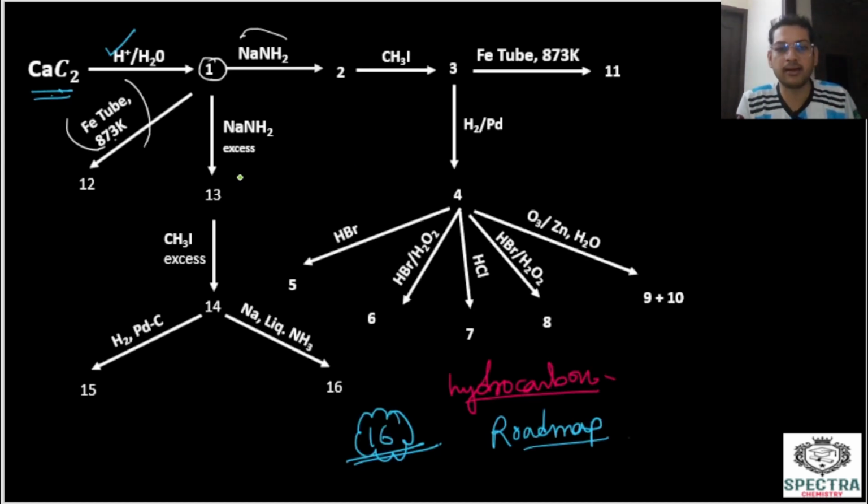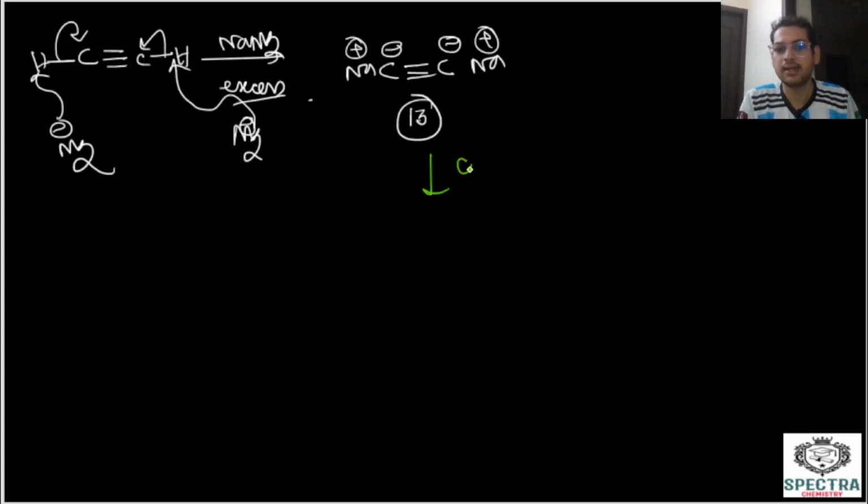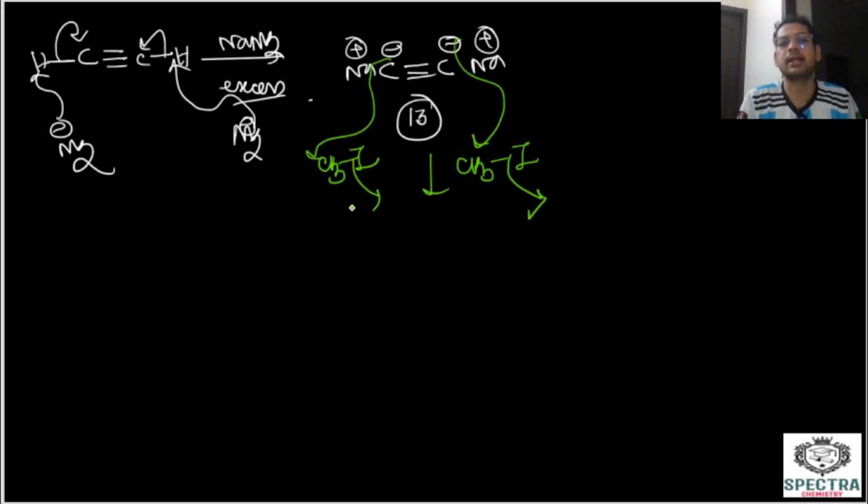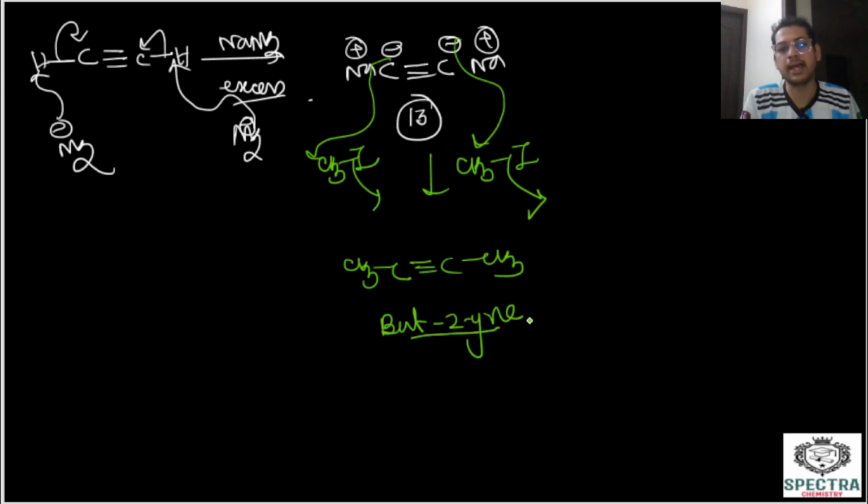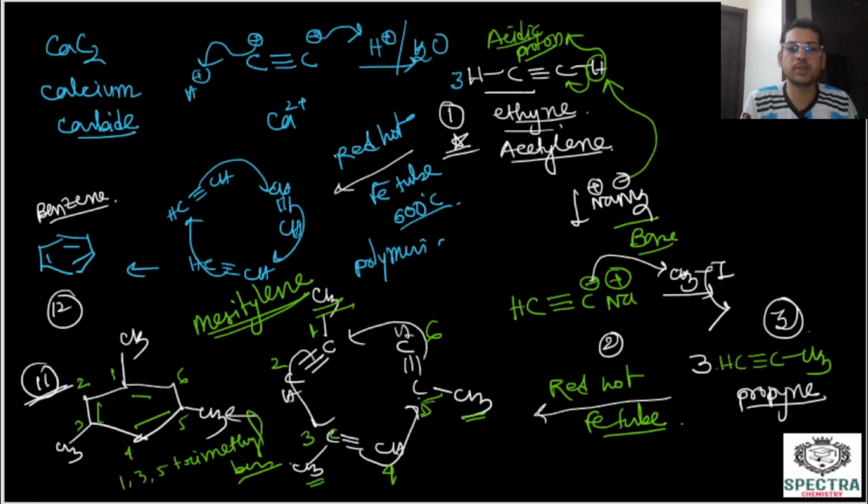Then, sir, with that 13, what is happening? CH3I in excess. Sir, I understand what you are trying to do. Both the sides you want to do the reaction, right? Yes, very good. So CH3I will attack here and here. That means you will get CH3, C triple bond C, CH3, that is 2-butyne, as your product. You see, the same reactions we have done here also, but there only one side. Now we are doing it on both the sides.